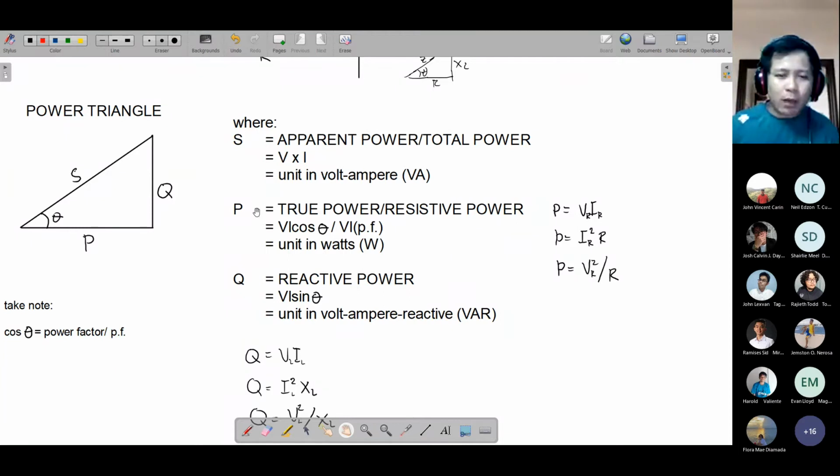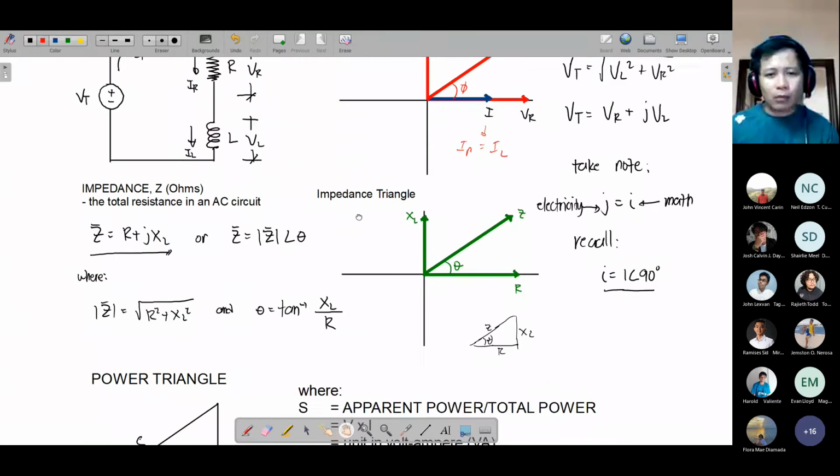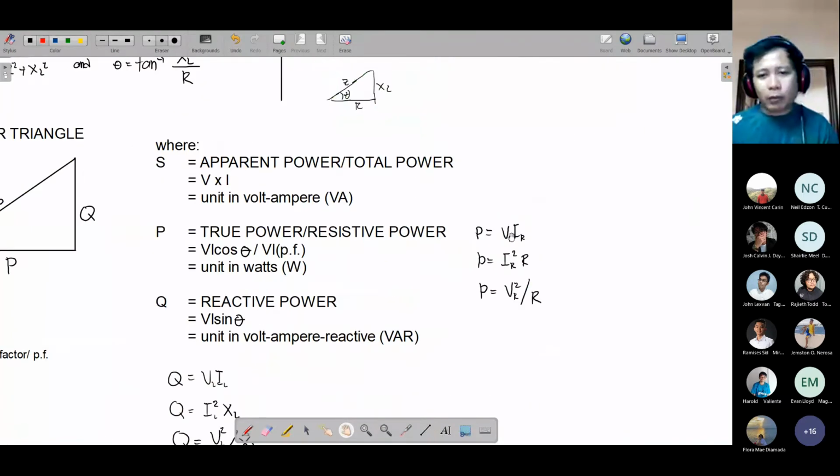It's because the true power P is due to the resistance, therefore the voltage you will use is of the resistance itself. There is no problem with the current. Since we are in a series RL circuit, the current is equal, so there is no problem with the current. The problem is the voltage. So you have to take note that the voltage you will use here is the voltage of the resistance alone, or the resistor alone. Same with the reactive power.